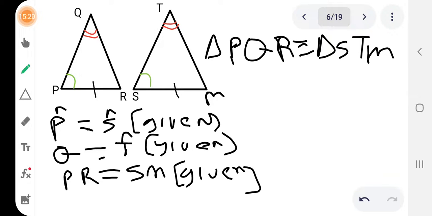So the reason here will be different from the reason we gave in the previous example. In this case, we are given angle, angle and a side. So in this case, it will be angle, angle, side.